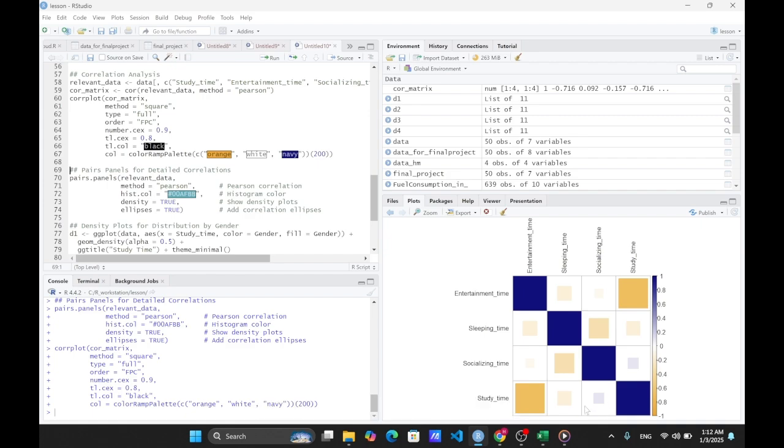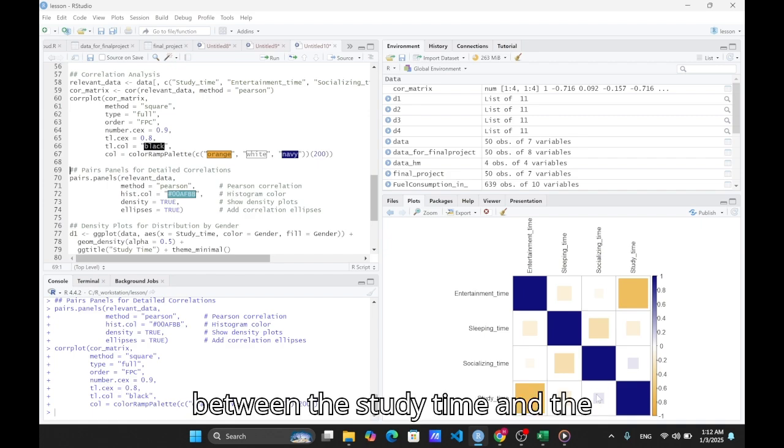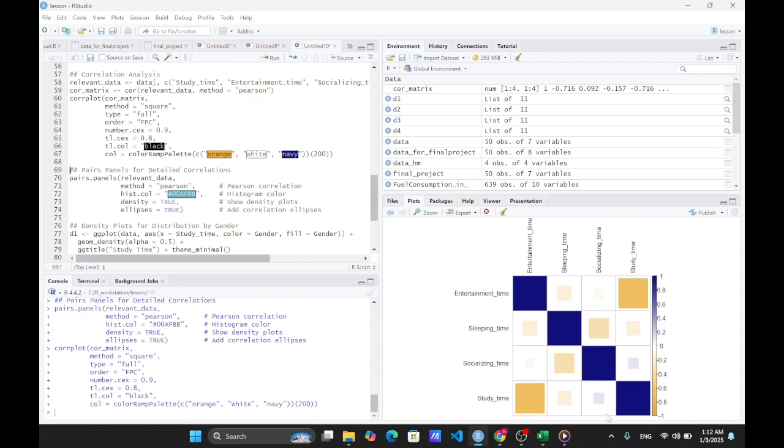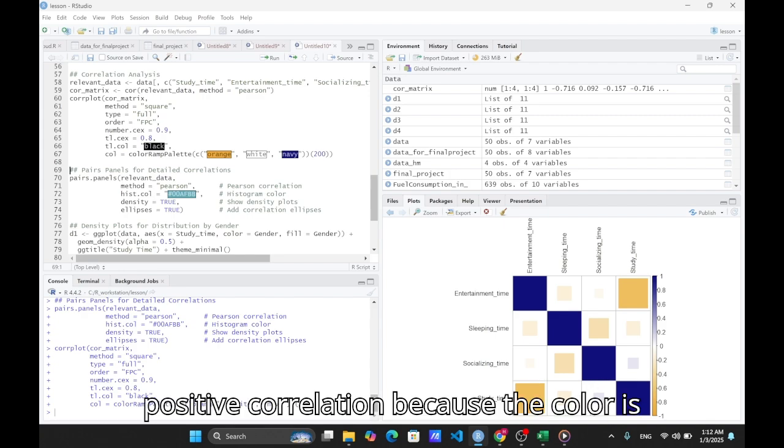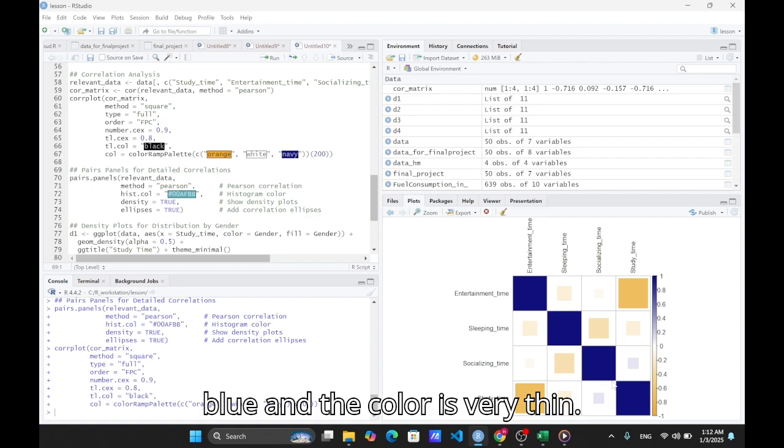And here between the study time and the socializing time, they have a positive correlation because the color is blue, and the color is very thin, so you can say that they have a really weak correlation.